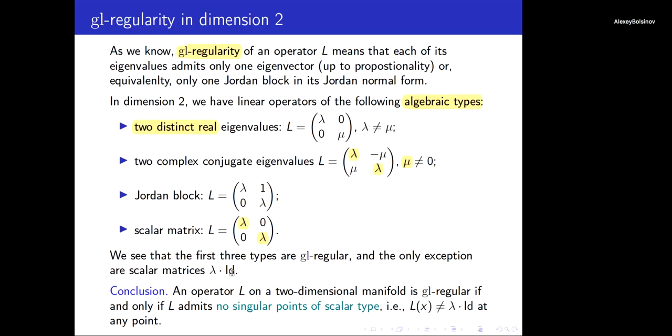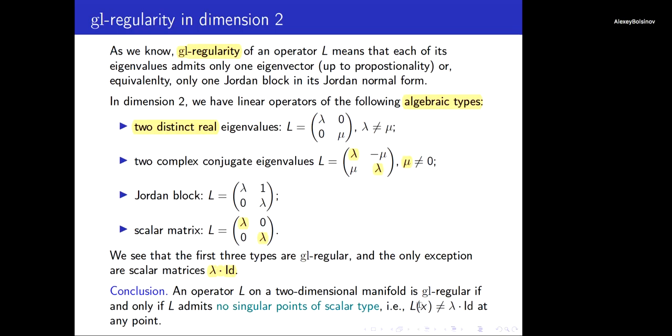We assume that we have a two-dimensional manifold with a GL regular operator on it, and what is forbidden are points where this operator is proportional to the identity. This situation is forbidden. In other words, if we remember the terminology introduced by Andrey Konyaev, I think two weeks ago, he called such points, where the matrix becomes just a scalar matrix, singular points of scalar type. So singular points of scalar type are forbidden in this case. Okay, good.